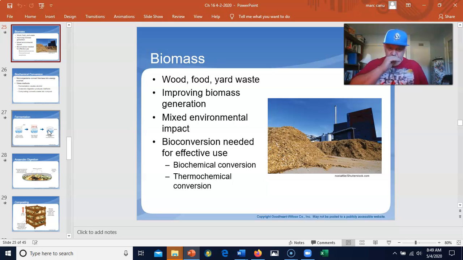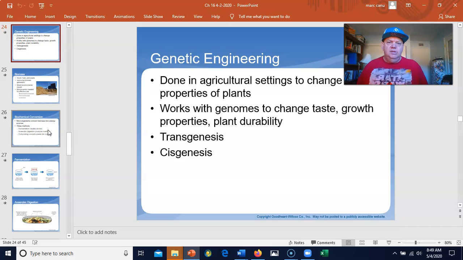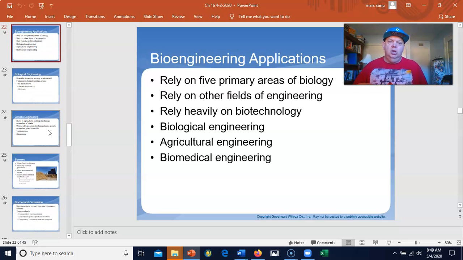Wood, food, yard waste. Like I said, we talked about genetic engineering. We talked a little bit about how we can change properties of crops and even animals to an extent. We talked about biological engineering. We've looked at the bioengineering applications. We're not quite done. We've got to work with biomedical engineering. And with that, I'm going to stop here.